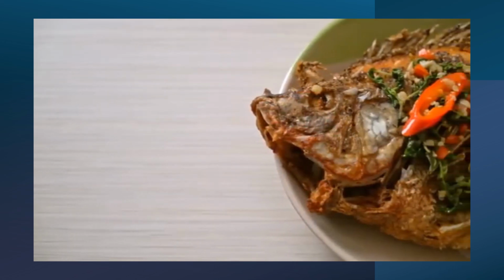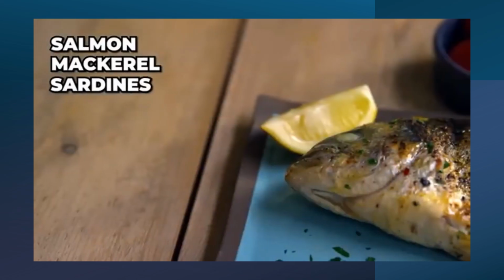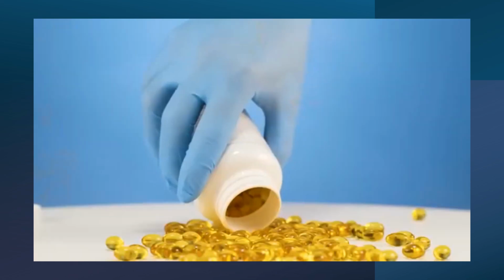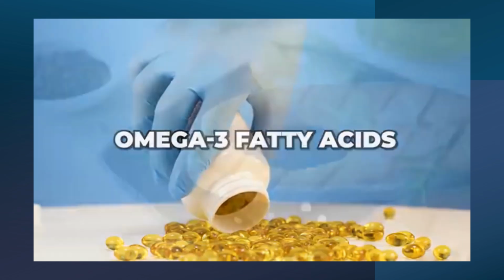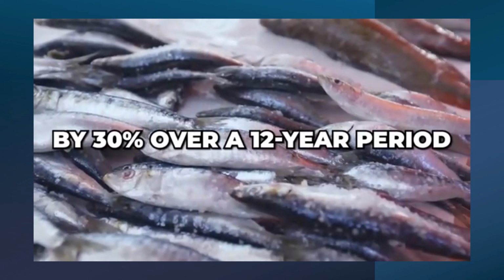And if you're a fan of fish, you're in luck. Fatty fish like salmon, mackerel, and sardines are excellent for your eyes. They're rich in omega-3 fatty acids, which can reduce the risk of macular degeneration by 30% over a 12-year period.